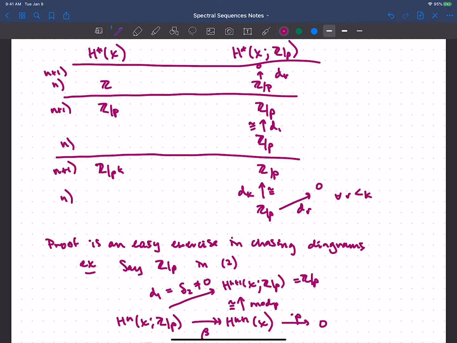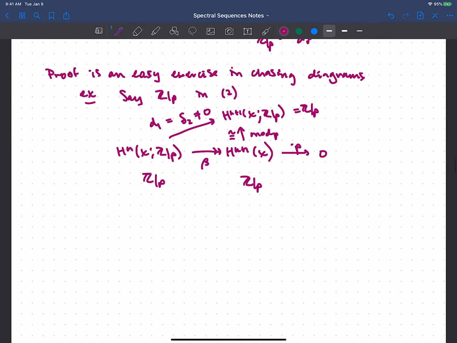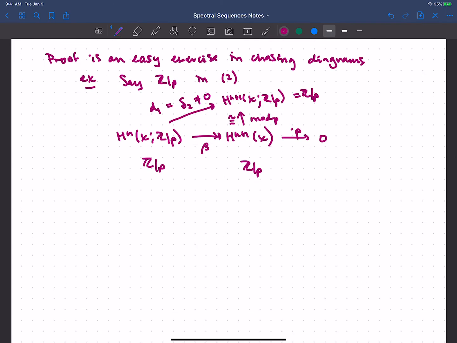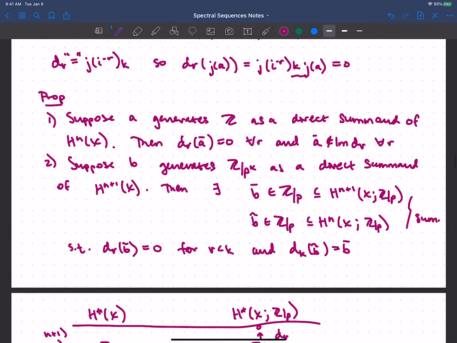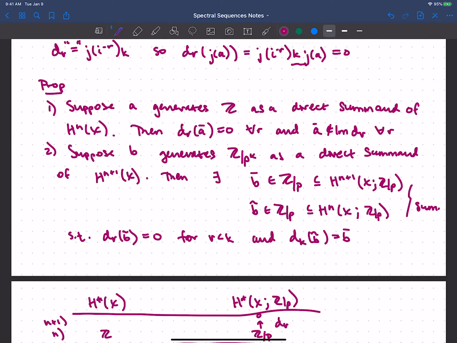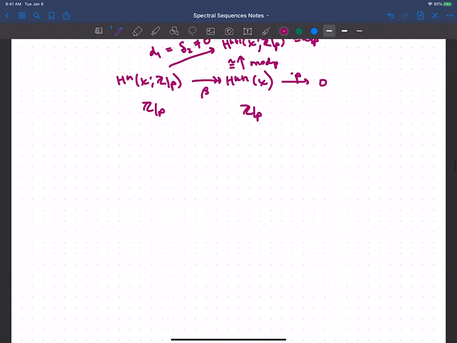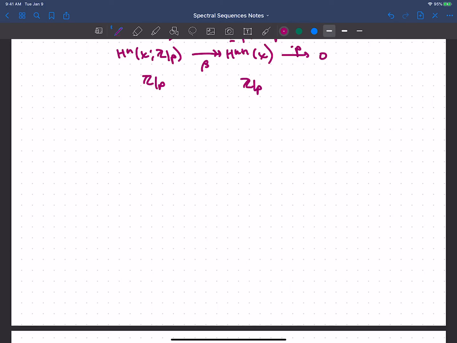Okay, so let me also say some terminology that goes with this. So let me scroll back just a little bit. What does our proposition say? The first piece is that if we had some integral class, but not just that, it generates a copy of the integers as a direct summand, then the differential is always 0, and it's never in the image of the differential. So I think this language has already come up for us, but I think it's worth being really explicit.